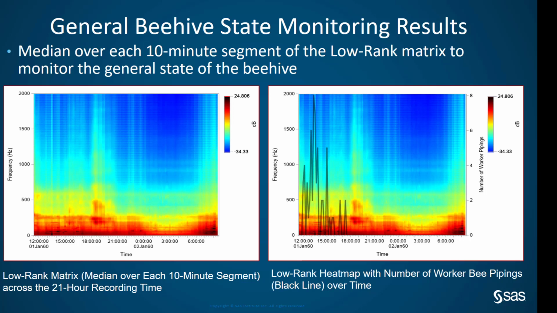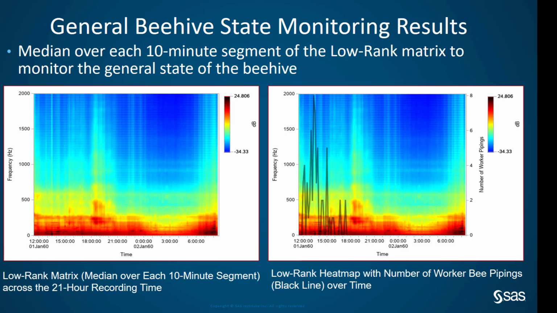In order to monitor the general state of the beehive, we calculate the median over every 10 millisegments of the low-rank matrices across the whole 21-hour recording time to generate a new heat map, which is shown on the left. This heat map shows how the activities change over time in the beehive. For example, there's increased noise starting around 5:30 p.m. and settling down at sunset around 8:20 p.m. when the worker bees come home for the night.